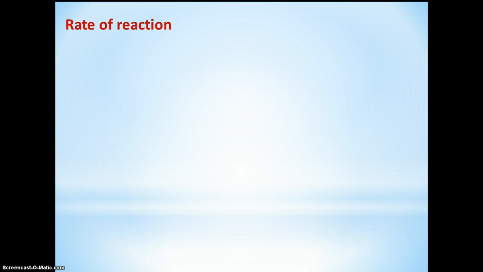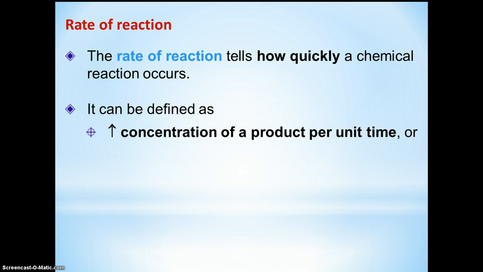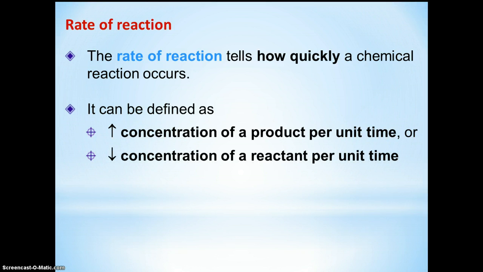So let's really go in depth into the understanding of rate of reaction. Rate of reaction simply tells us how quickly a chemical reaction occurs, and usually it can be defined or measured in terms of the increase in the concentration of the products over time. Say if I can produce more product in a certain period of time, then surely the rate of the reaction has increased. Or the other way around, the decrease in the concentration of the reactants per unit time can also be the standard for measuring the rate of reaction.